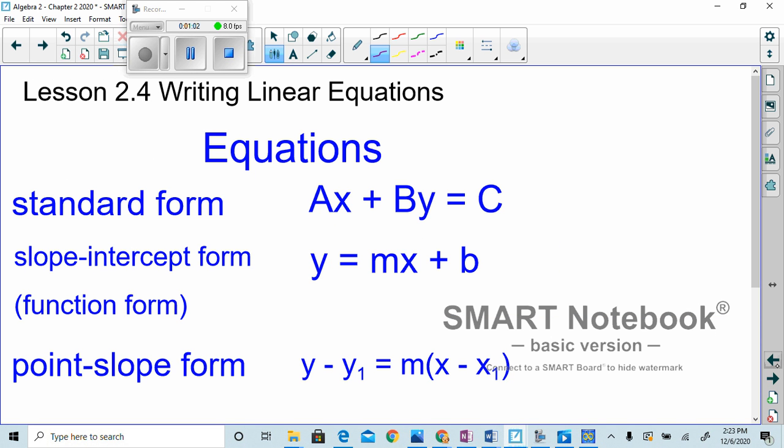I did mention, before we do the practice, that there were several forms of the equation we're going to look at. We've already talked about standard form when we found our x and y intercepts. We even did a little investigation into slope-intercept form when we were doing a quick graph with that. And we haven't talked about point-slope form. That's going to be the third one on the list.